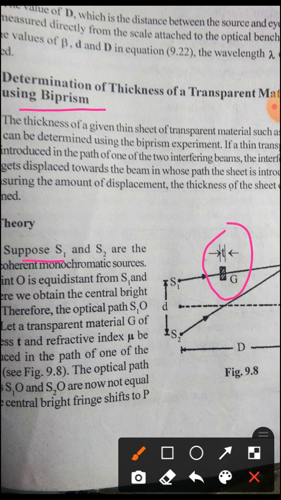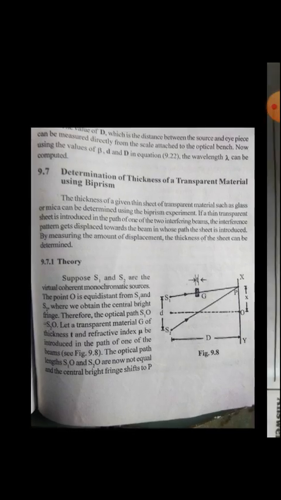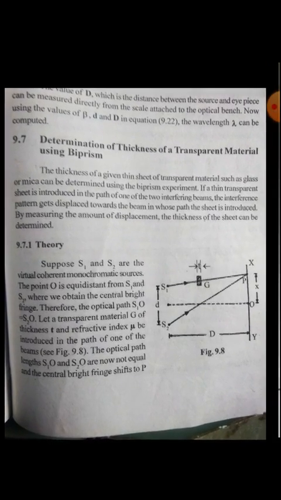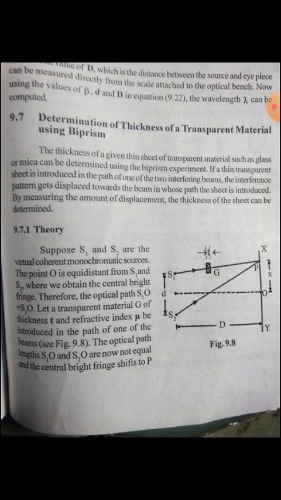Let us suppose S1 and S2 are the coherent monochromatic sources, placed at a small distance d. Virtual coherent monochromatic sources. So the point O is equidistant from S1 and S2, where we obtain the central bright fringe. Therefore the optical path S1O is equal to S2O.